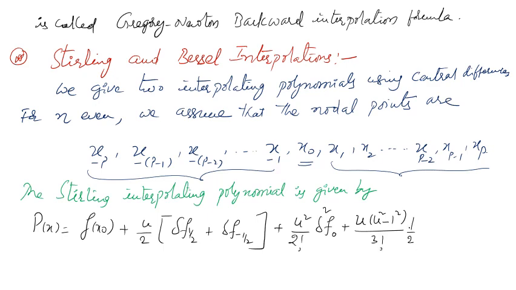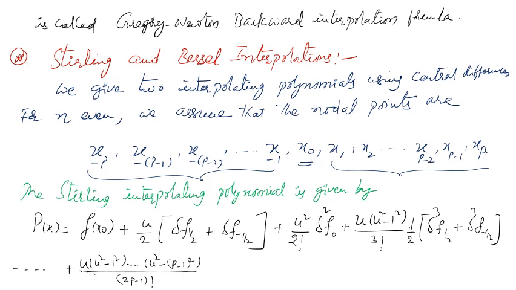into 1 by 2 of delta cube f 1 by 2 plus delta cube f minus 1 by 2, again fractions you will get, and so on. One can write even term and odd term, both you have to write. Plus u into u square minus 1 square, next u square minus 2 square, and this is u square minus p minus 1 whole square, whole by 2p minus 1 factorial into 1 by 2. Now this is the odd term, delta 2p minus 1 f of 1 by 2 plus delta 2p minus 1 f of minus 1 by 2.